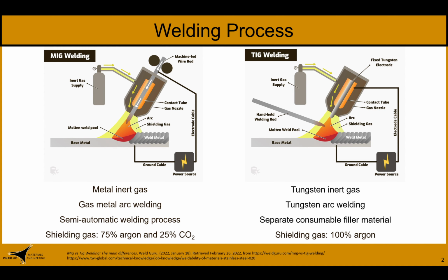In comparison, MIG welding offers better speed, but TIG welding produces cleaner and better-looking welds, but also at a higher price.